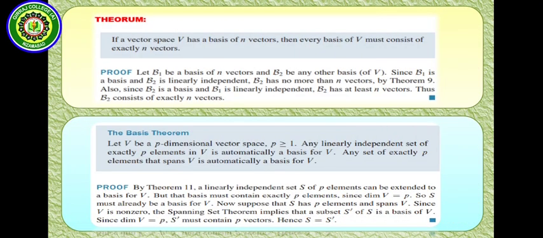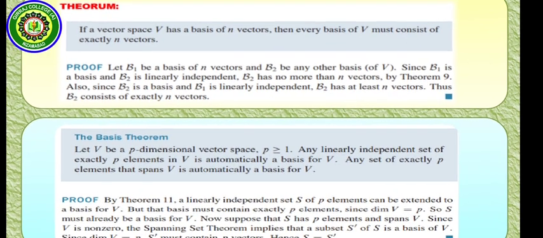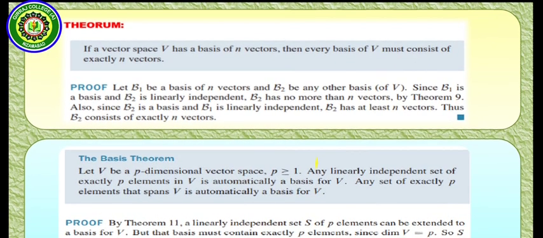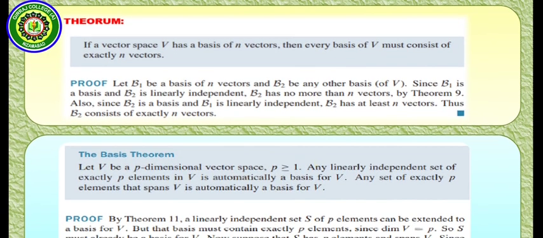So now the next theorem is there. The theorem: if a vector space V has a basis of n vectors, then every basis of V must consist of exactly n vectors. Means every basis of V has exactly n vectors, or the same number of vectors.